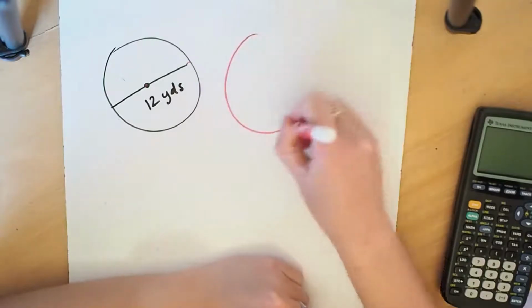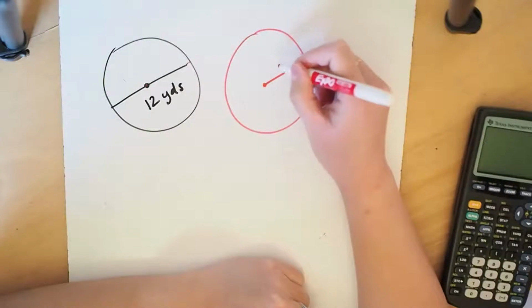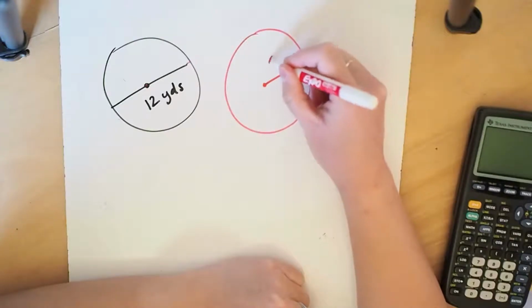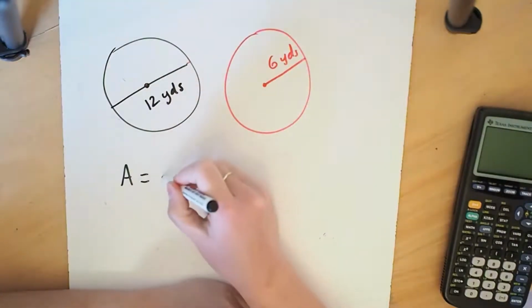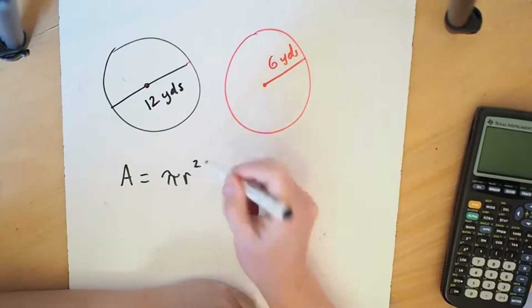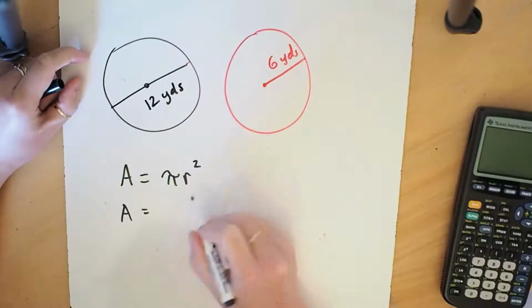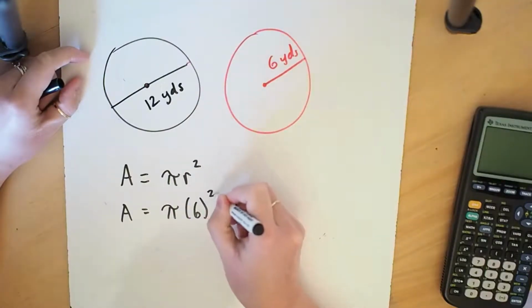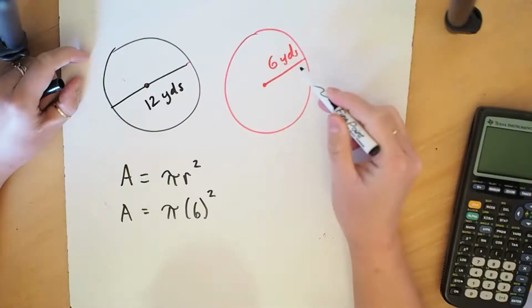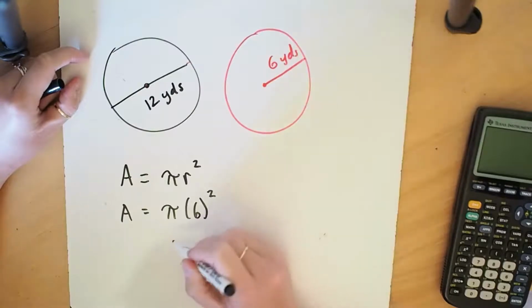So let's make a new circle now that represents that. If the distance all the way across the circle is 12 yards, then the radius is half of that, or 6 yards. Now all we need to do is make sure that we write our formula and start filling things in. The area is equal to pi times r squared. So when we start filling things in, we can say, okay, we know that our radius is 6 yards, so pi times 6 squared. And when I say 6 squared, that does not mean 6 times 2. It means 6 times itself, so 36.